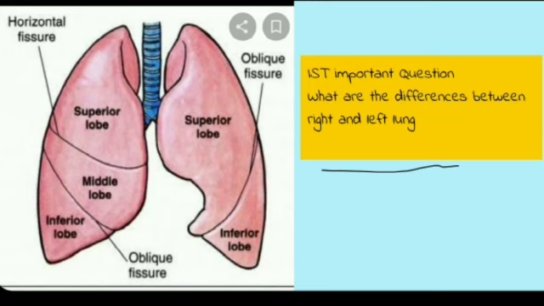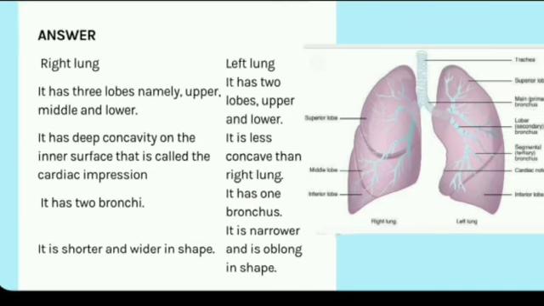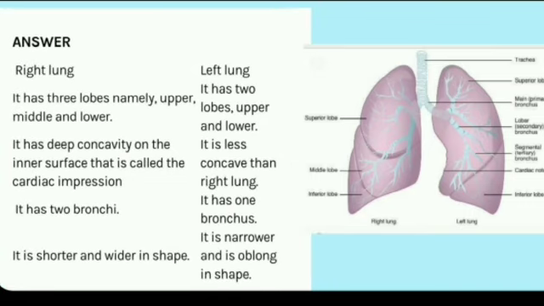So the points you have to remember are that the right lung has 3 lobes, namely upper lobe, middle lobe and lower lobe. And how are these 3 lobes divided? They are divided by the fissures. Here you can see these are the fissures. The upper one is called the horizontal fissure because it is a bit horizontal, and this one is called the oblique fissure.